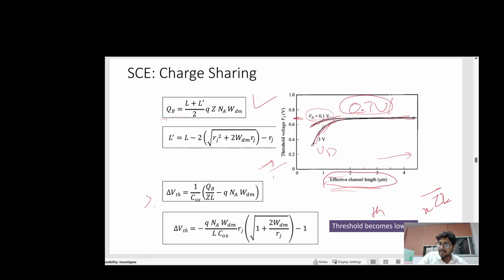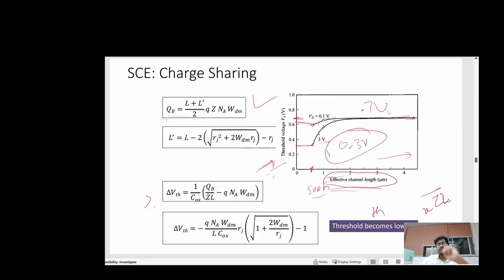If you apply drain voltage more, then your threshold voltage will be much lesser. Let us say this is a 500 nanometer device. For the 500 nanometer device, when you applied VD equal to 0.1 volt, your threshold voltage was 0.6. When you applied VD of 3 volt, your threshold voltage was around 0.3 volts. Okay, this is the thing.